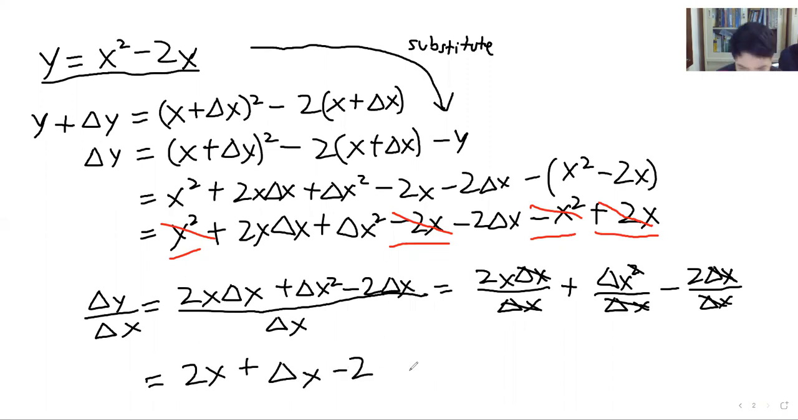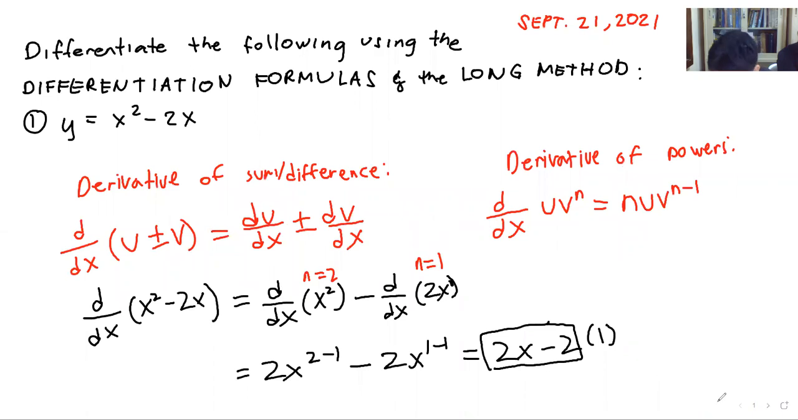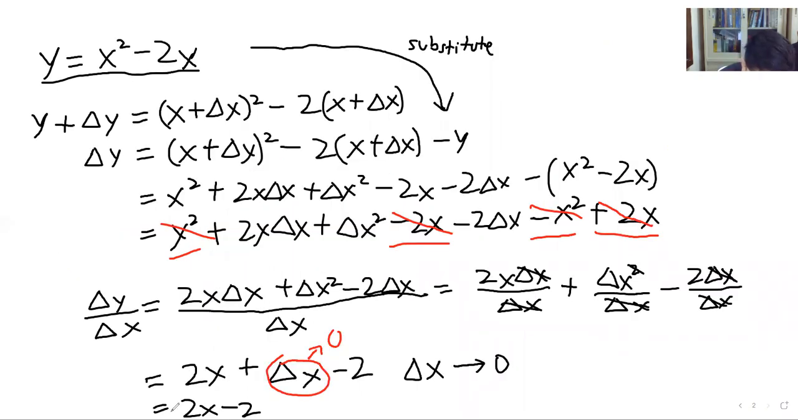minus 2. So here there's a limit. The limit is as delta x approaches 0. As this approaches 0, this delta x in here, of course, is going to disappear. It will just become 0. So this is just equal to 2x minus 2. Wait, let me see. Yes, we also see 2x minus 2. So this is correct.